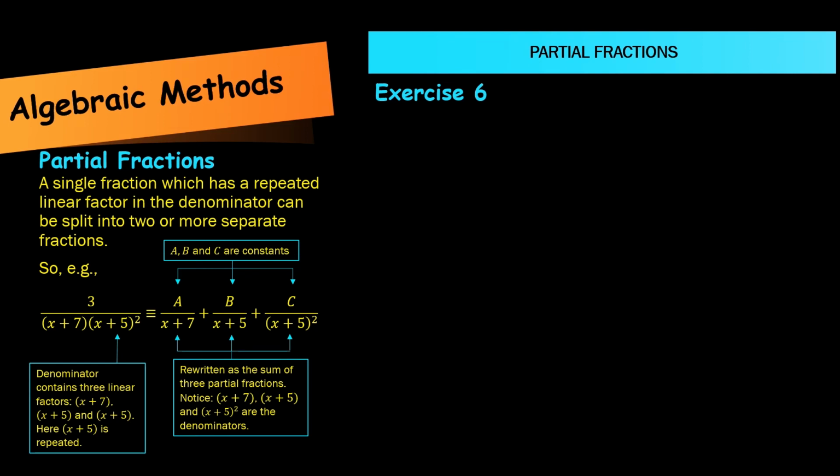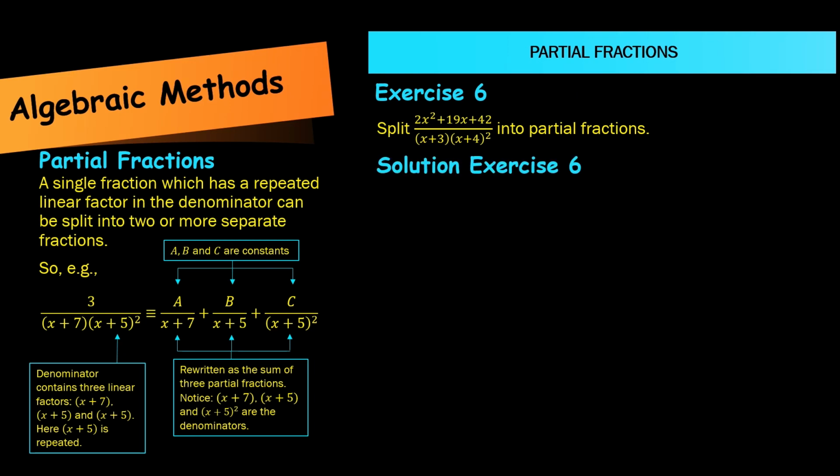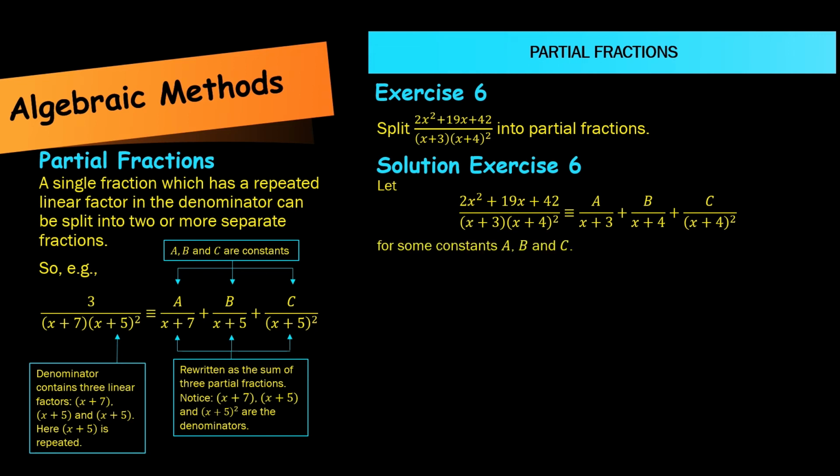We are required to split the fraction shown into partial fractions. Pause the video and have a go. Press play when you're ready to view the solution. So let's solve this. We're going to begin by letting this fraction be identical to a over x plus 3 plus b over x plus 4 plus c over x plus 4 all squared, for some constants a, b, and c.